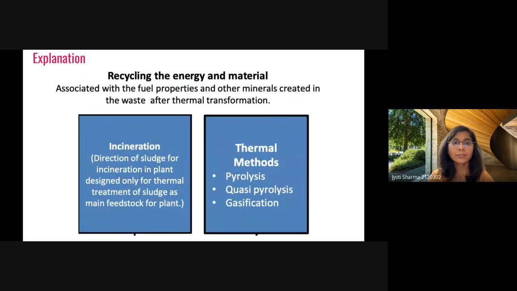I have taken this one slide from a search. We have a lot of methods by which we can recycle the energy and material from the sludge, and this process is after thermal transformation. So we will use the thermal method. We will give some temperature to the sludge so that it can give us energy and material recycle.